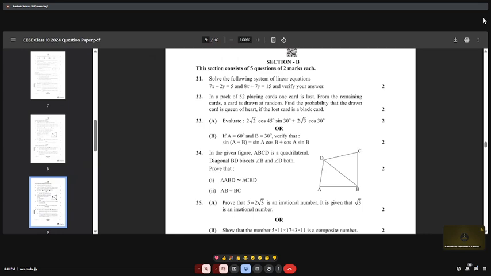Let's look at problem number 21. Solve the following system of linear equations. 7x minus 2y equal to 5. 8x plus 7y equal to 15. And verify the solution also. Can you all do this?